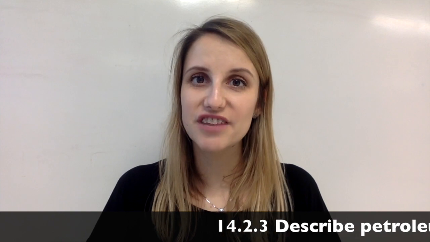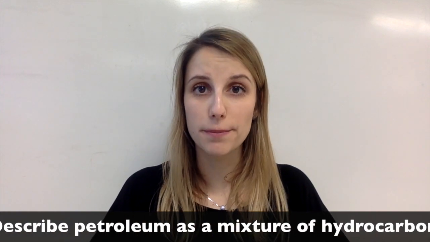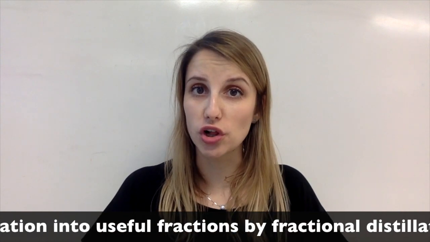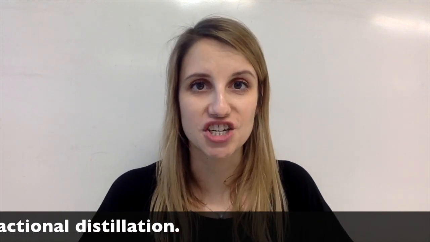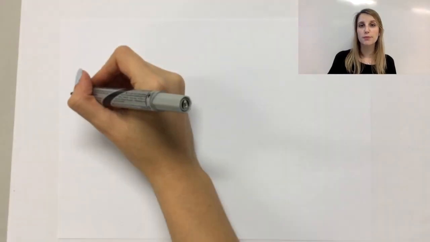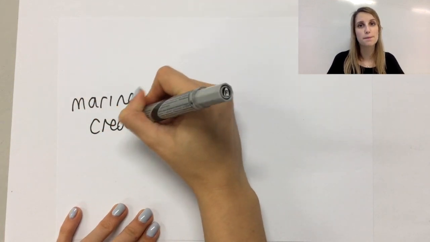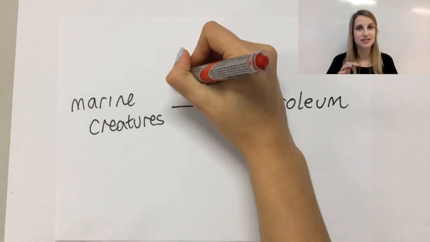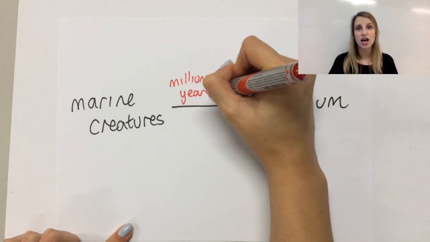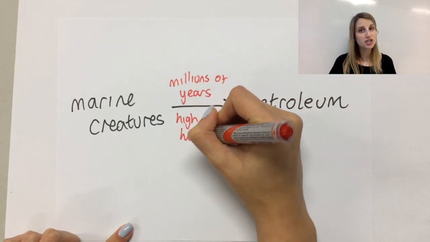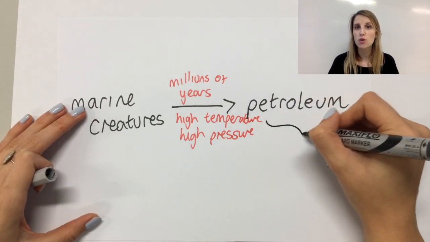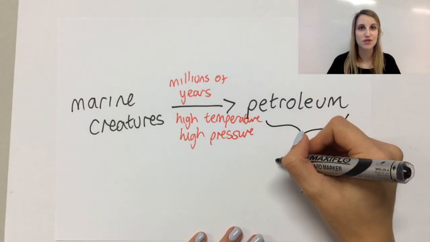Hi guys, this video is all about petroleum and what that is and how we can make it into something more useful using fractional distillation. Petroleum comes from marine creatures that died millions of years ago. These marine creatures have been buried under layers and layers of sand and have experienced really high pressures and high temperatures to compress them into petroleum, which is otherwise known as crude oil.